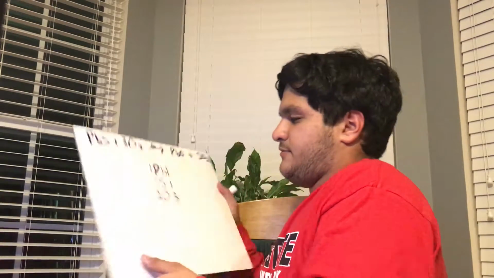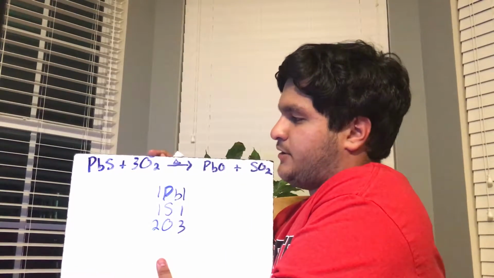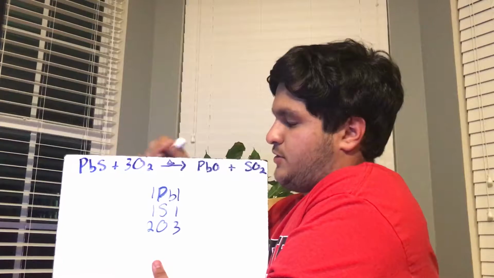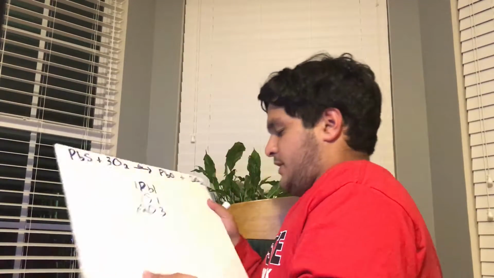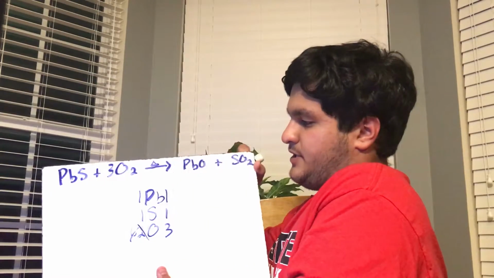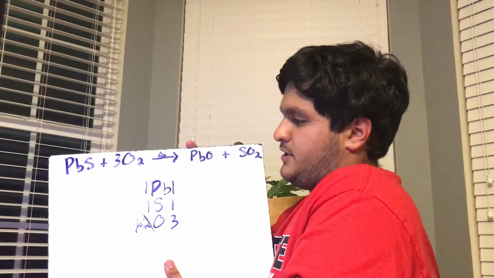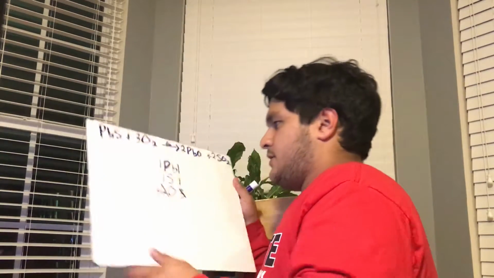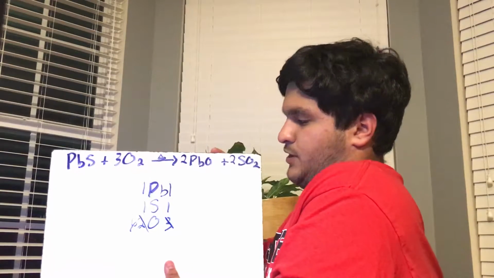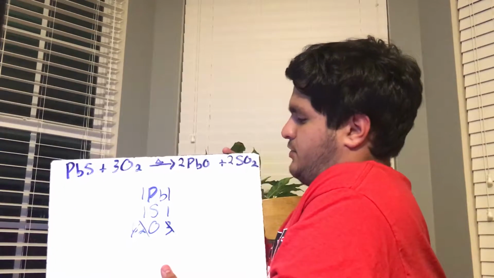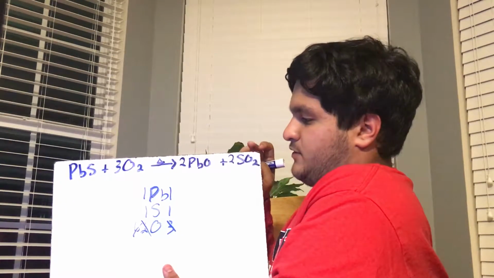And that 3, you can think of it as distributing. So the 3 times the 2 would give us 6 oxygen. And now we want 6 oxygen on the right side. So to do that, we would multiply this and this by 2. So the 2 times the 1 oxygen would give us 2 oxygen, and the 2 times the 2 would give us 4, so 2 plus 4 is 6.